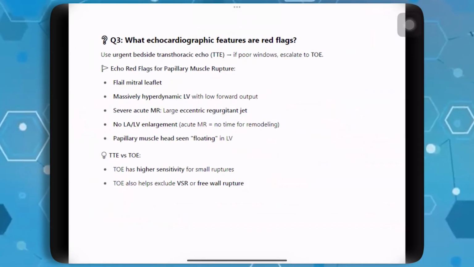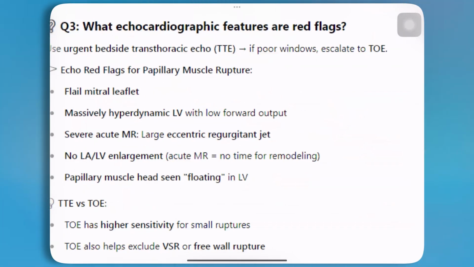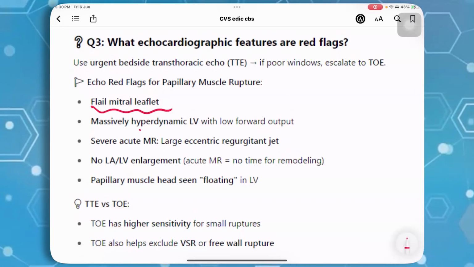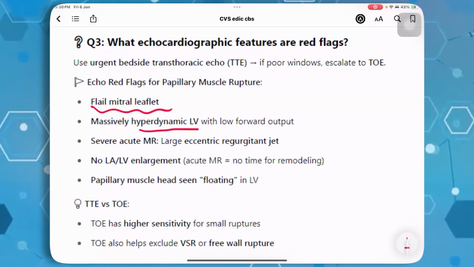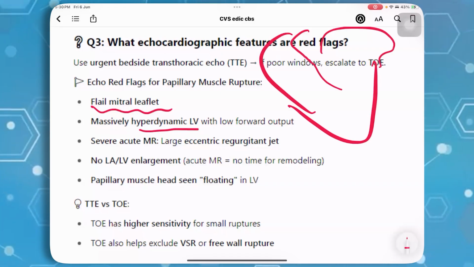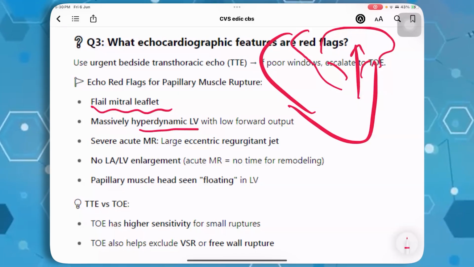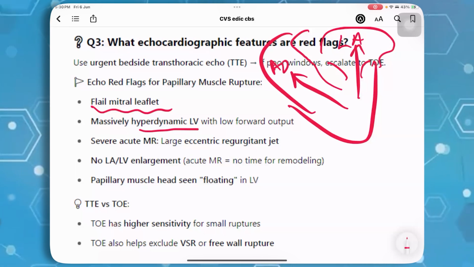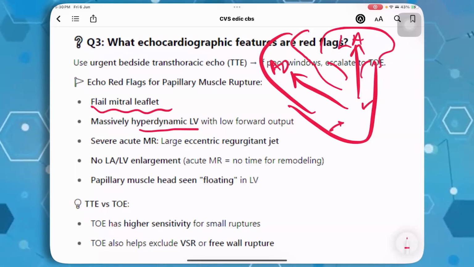You can sometimes even see it clinically, that there is a flail mitral leaflet, and the LV is hyperdynamic. Why? Because now it is catering to two exits. One is the aorta, the other is the mitral valve into the left atrium. So one is the aorta, the other is the atrium. Now it is feeding two channels. So it is a hyperdynamic left ventricle.